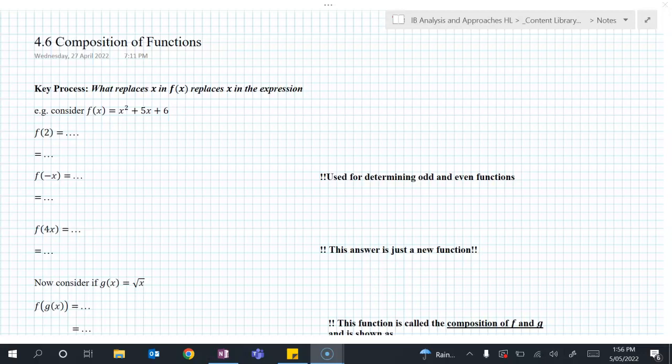Hi everybody, today we're looking at composition of functions. And the easiest way to understand composition of functions is it's basically a mashup of two functions to make a new function. So the process that we're going to have to remember when we did functions is whatever replaces x in the f of x is going to replace x in the expression.